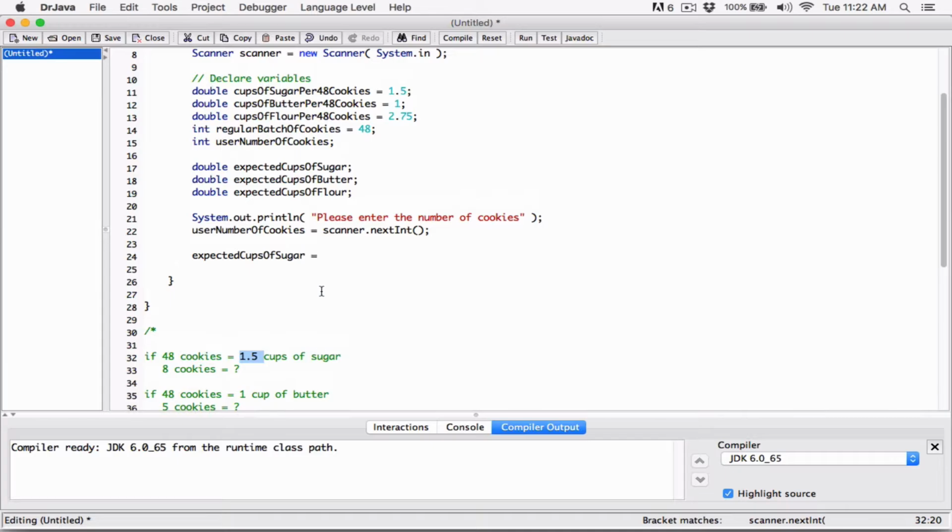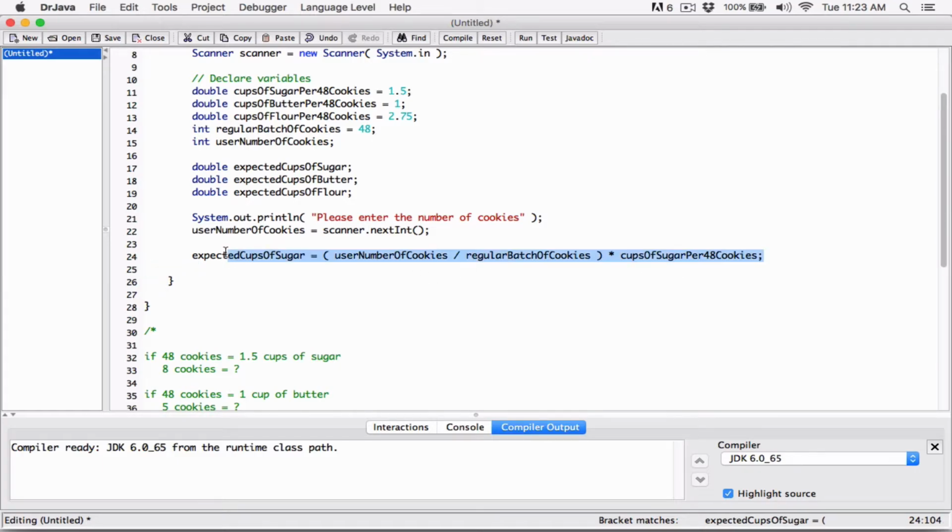All right, so for expected cups of sugar, we are always dividing the user number of cookies by 48, which is the regular batch of cookies, and multiplying by 1.5. To find the cups of sugar, we're always multiplying by 1.5, and 1.5 is the cups of sugar per 48 cookies. So now we have that.